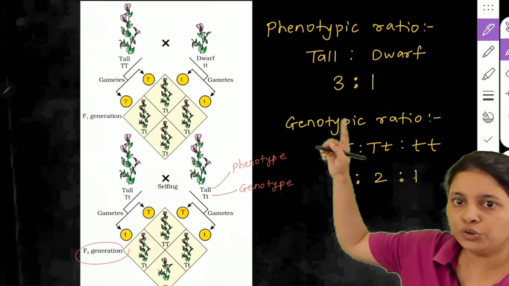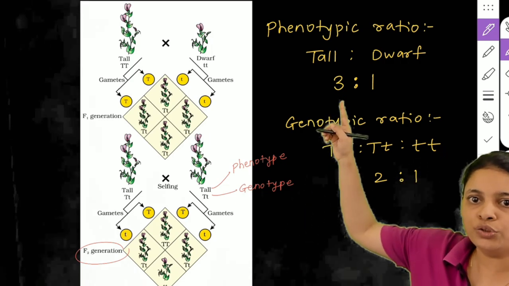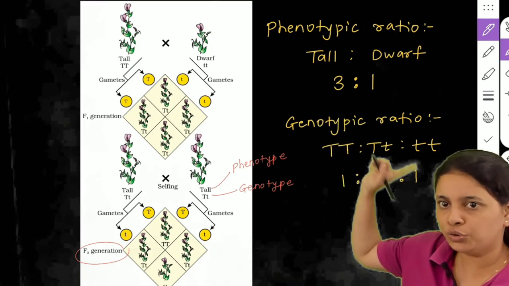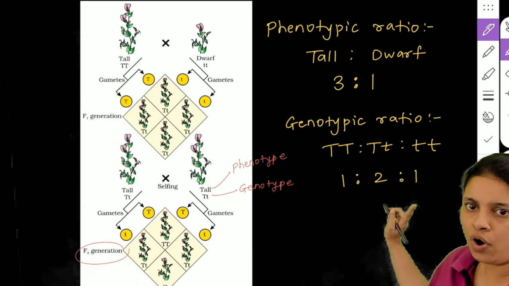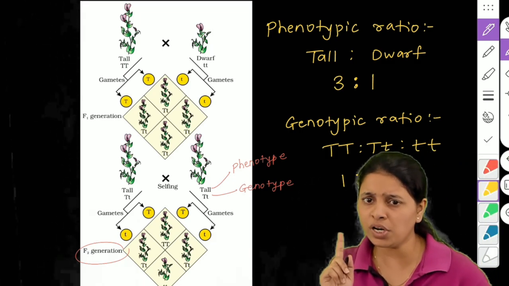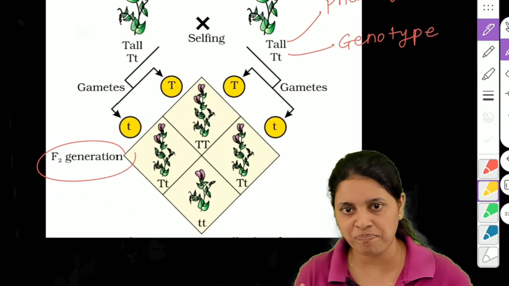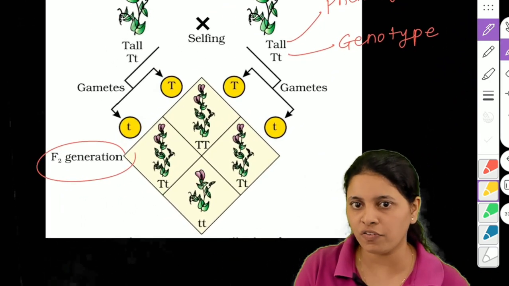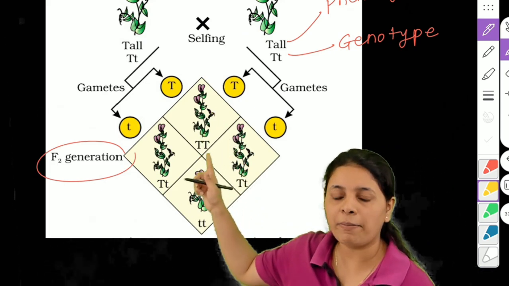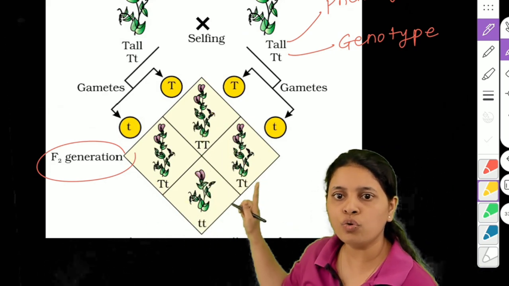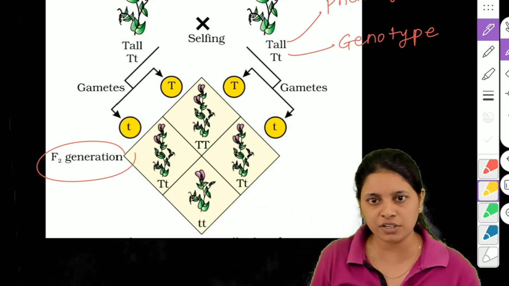The phenotypic ratio of F2 generation plants of a monohybrid cross is 3:1, dominant to recessive, and the genotypic ratio is 1:2:1. Now there is only one question. We can see only the phenotype, whether the plant is tall or dwarf. How come we know that this tall plant is capital T capital T and these 2 plants are capital T small t? We can't see genes. We can't see the factors.